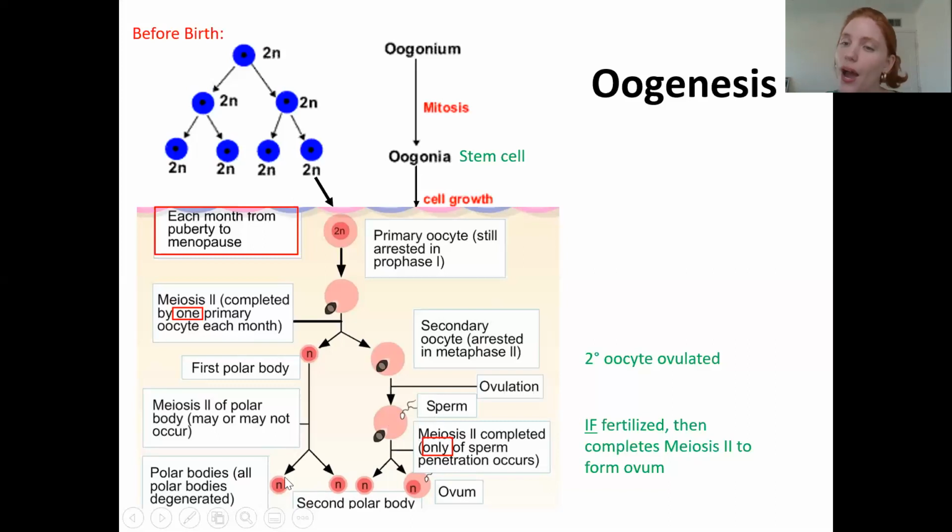So how many viable gametes do you get out of one process of meiosis? Only one. A lot fewer than 4, which is for spermatogenesis. So keep that in mind.